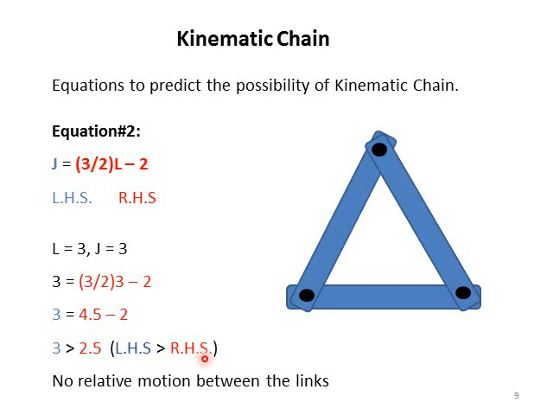So both the equations, equation 1 and 2, say the same thing, that the left hand side is more than the right hand side. This means there is no relative motion between any of the links, 1, 2, 3, no motion. Whatever you do, they will not move.